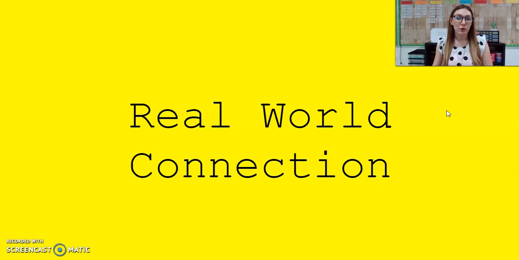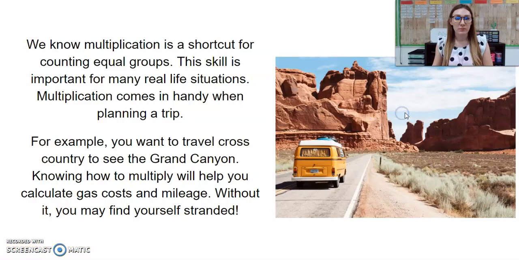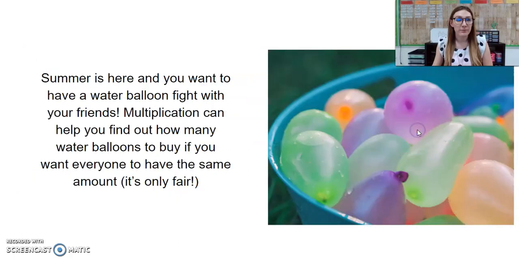Why do we need to know how to multiply large numbers? We know multiplication is a shortcut for counting equal groups. This skill is important for many real-life situations. Multiplication comes in handy when planning a trip. For example, you want to travel cross-country to see the Grand Canyon. Knowing how to multiply will help you calculate gas costs and mileage. Without it, you might find yourself stranded.